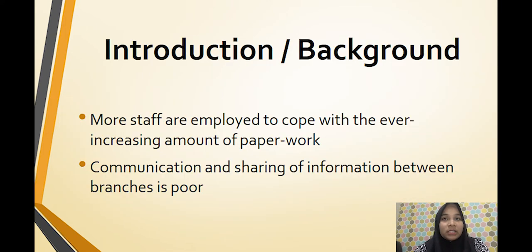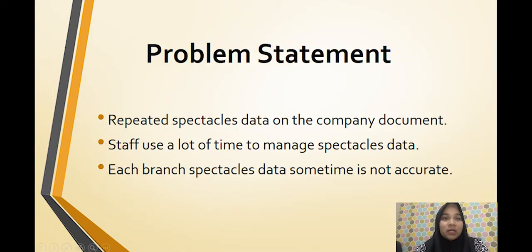For introduction or background for the system, most staff are employed to cope with the ever-increasing amount of paperwork. Second, communication and sharing of information between branches is poor. For problem statement, first, repeated spectacles data on the company document. Second, staff use a lot of time to manage spectacles data. Each branch spectacles data sometimes is not accurate.